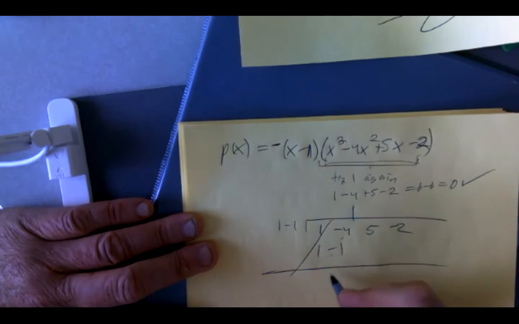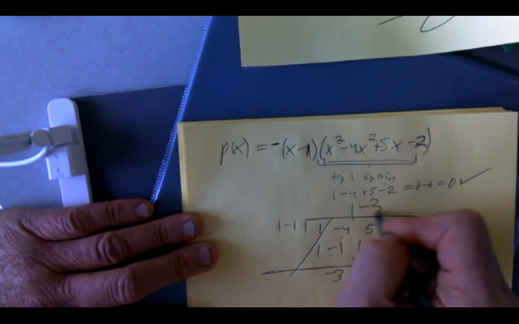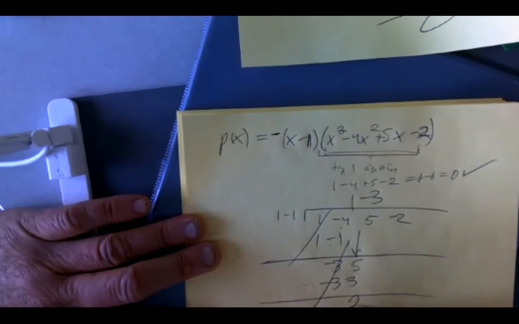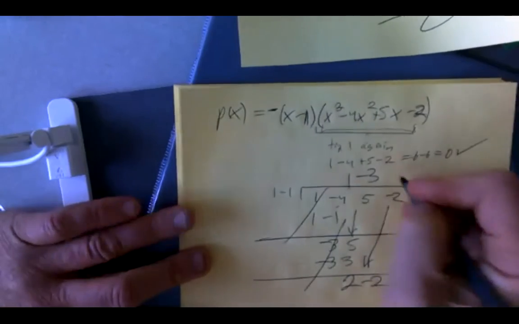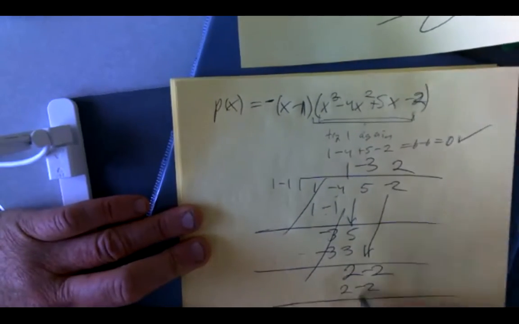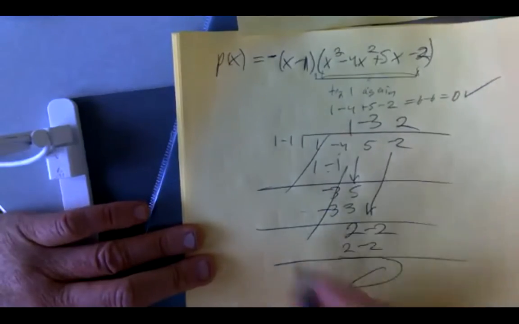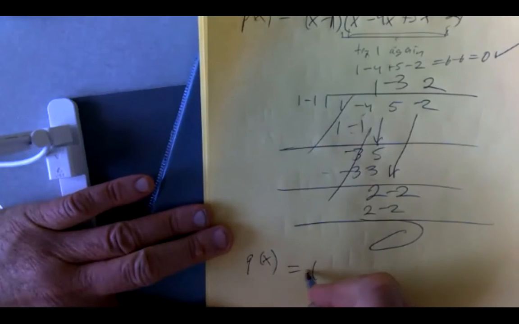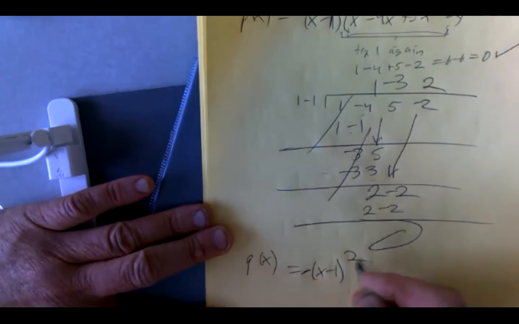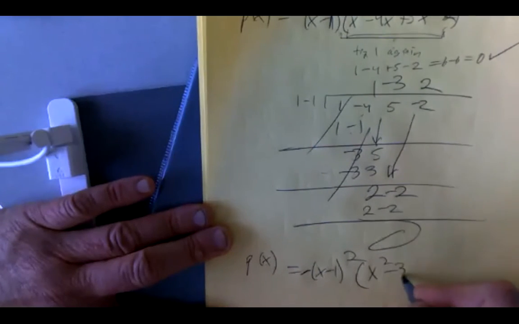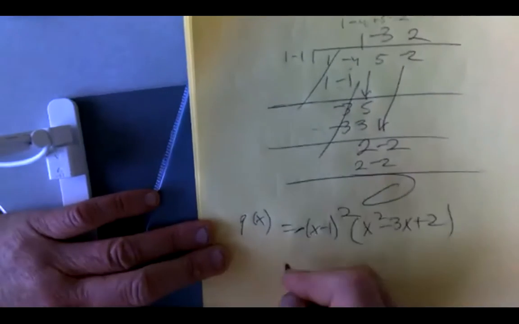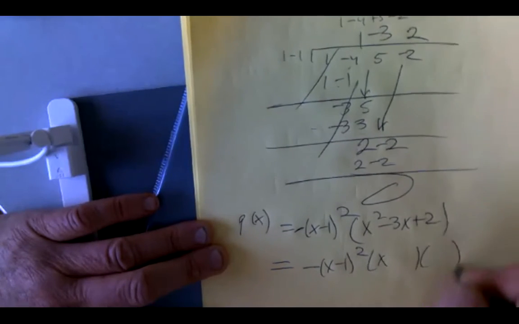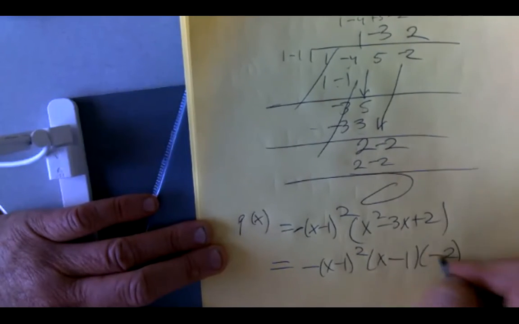-4 plus 1, 3. 5 minus 3, 2. Going really fast because the test pressure's on. 2, -2. Okay. I'm really getting through this thing. It's negative x minus 1 squared times x squared minus 3x plus 2. Okay, the answer is negative x minus 1 squared. Just do it in your head. It's okay. 2 and 1, minus, minus. Done.